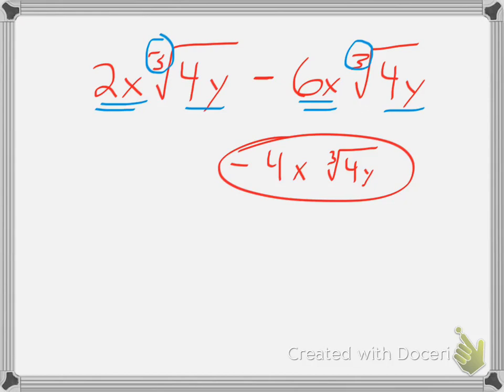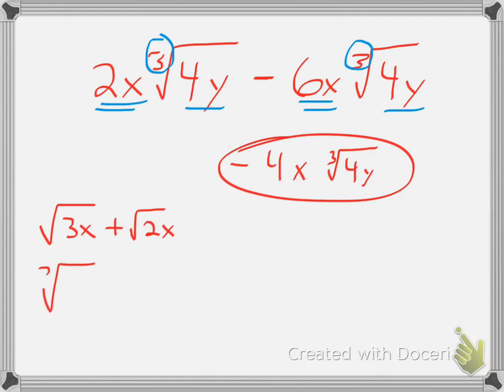So with those three rules, something like this, square root of 3x plus the square root of 2x, I can't combine. I can't break them down any further, and they have different radicands. So automatically, I can't add them.